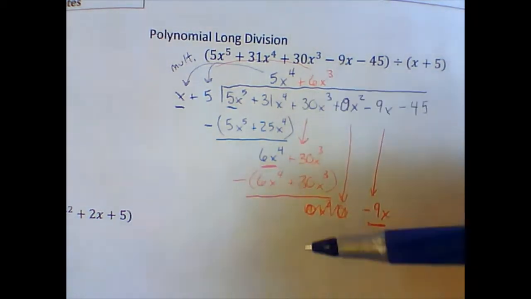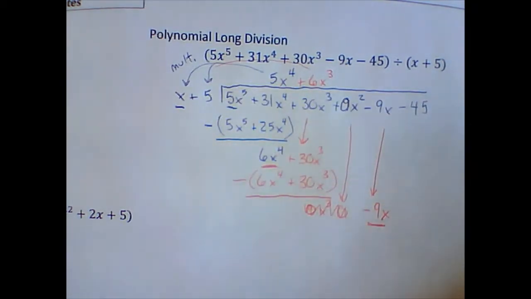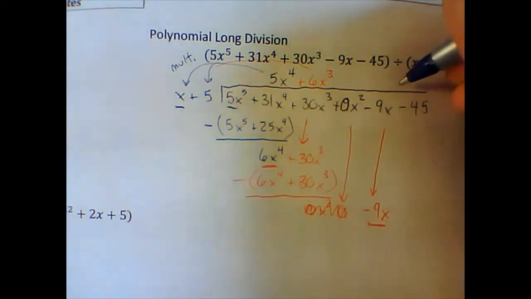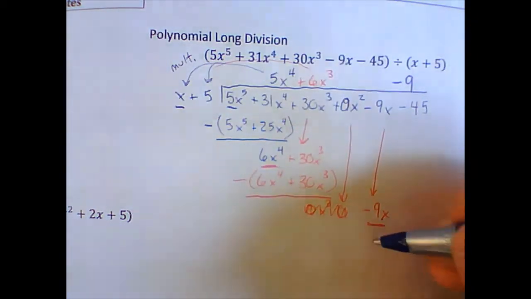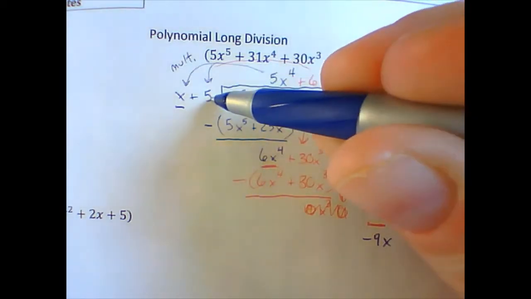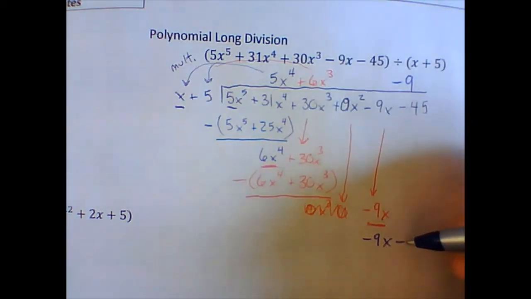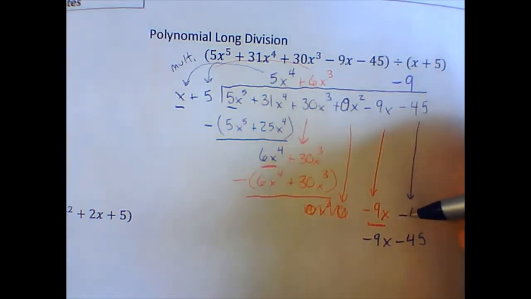We want that, again, to match this guy. So how do I make an x turn into a negative 9x? And the answer is with just the negative 9. That's all I need. So negative 9 times x, there's that negative 9x. You do have to distribute to both of them. Negative 9 times 5 is a negative 45, and then we'll bring down that last negative 45.